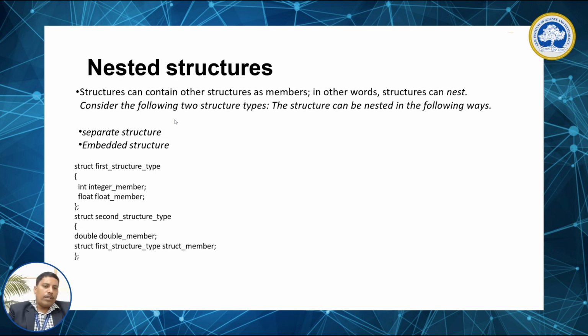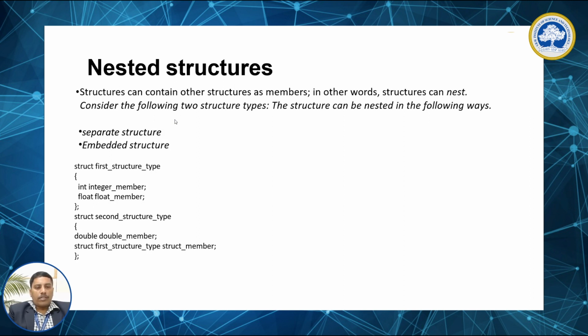There are two ways we can create nested structures. One is separate structures, and the second is embedded structures. Here we are going to use separate structures first. Now consider the structure. You know that structures are defined using the struct keyword. Under the first structure type, I have one integer number and one floating number.